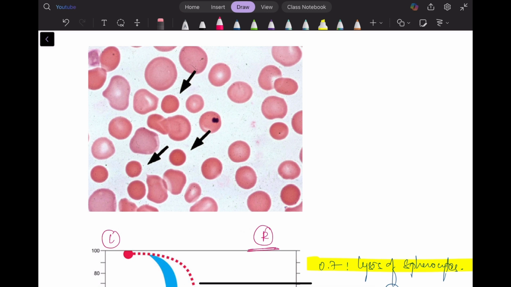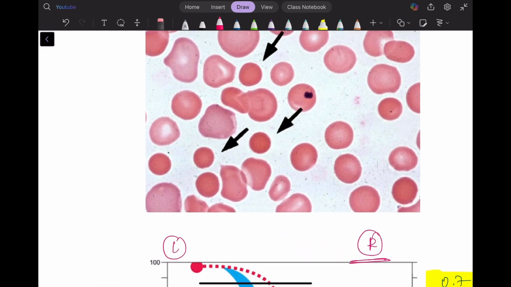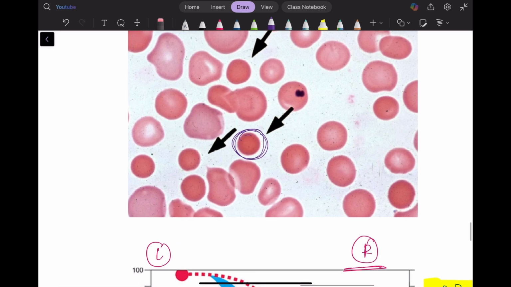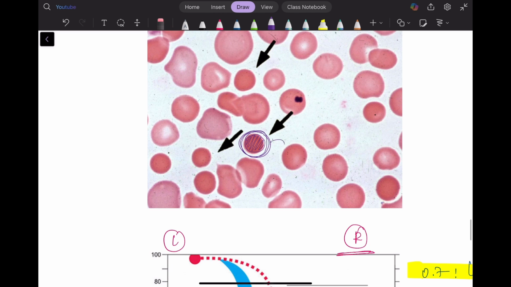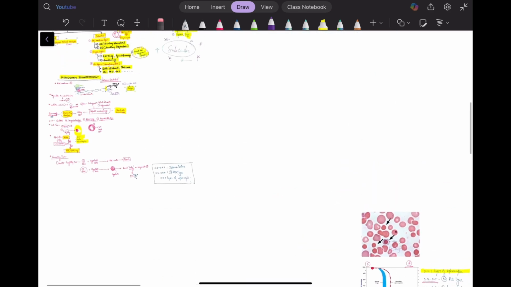Okay. Then coming to see, these are your spherocytes. How you can see, compactly arranged. If some hypotonic solution goes inside, then it bursts. That's it. Okay. Then coming back to the topic.